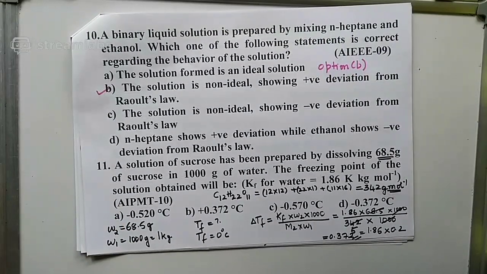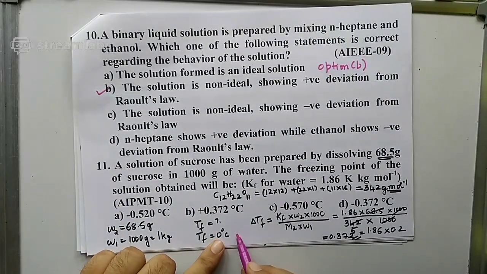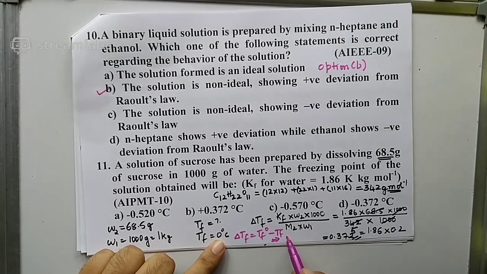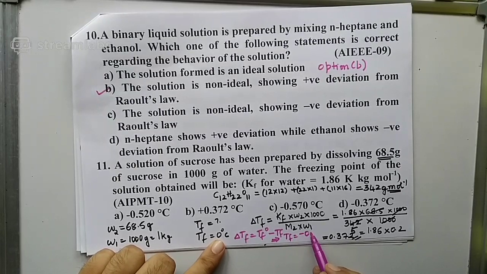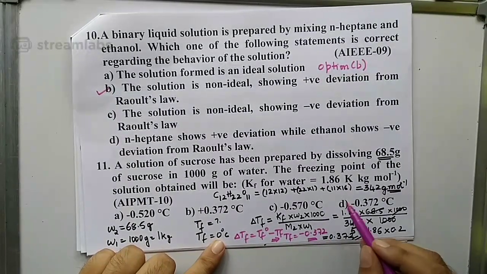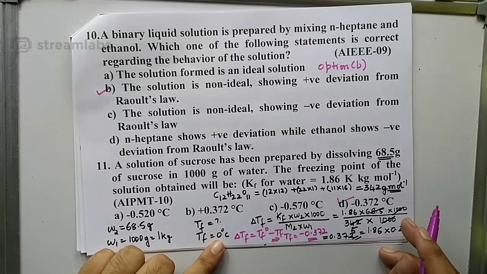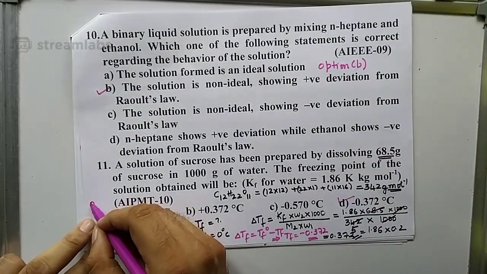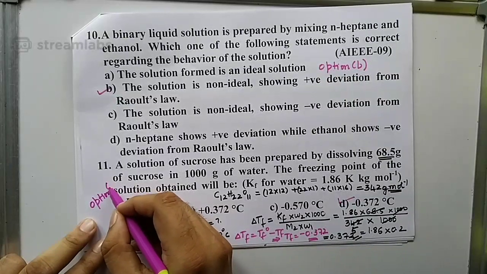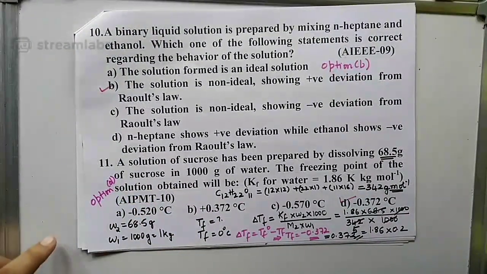We know that delta TF is equal to TF naught minus TF. We know delta TF is 0.372, and TF naught is 0, so TF will be equal to minus 0.372. So which answer? Option D should be the answer. So question number 11, option D is the answer. I'll write here option D. Option D is the answer.